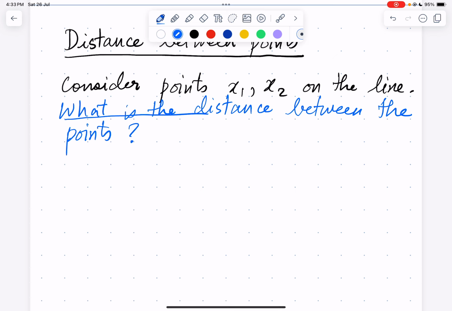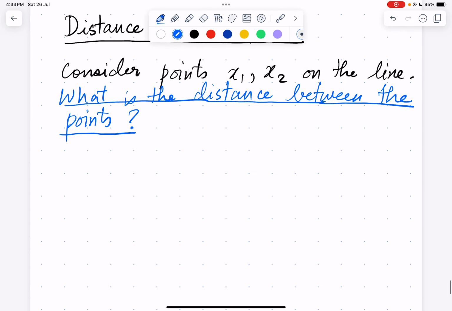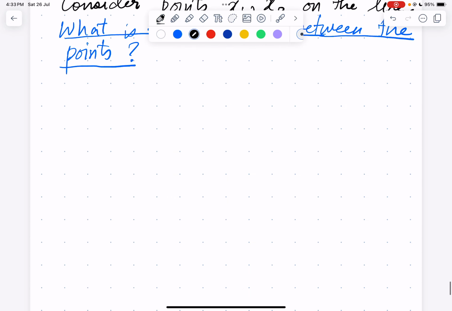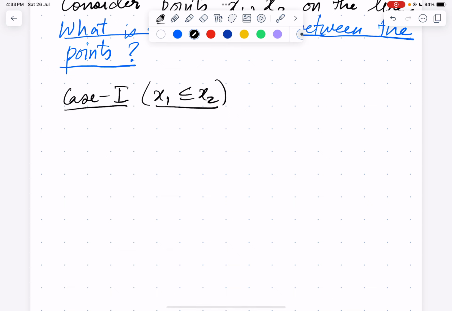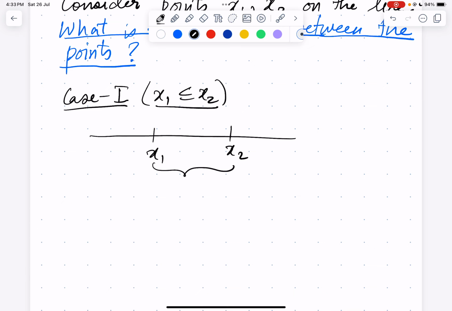So we have seen how to specify points on the line. Now we are asking how can we find the distance between any two points on the line. So consider points x1, x2 on the line. What's the distance between the points? So we have two cases. The point x1 is less than or equal to point x2. So in this case, the distance is x2 minus x1.